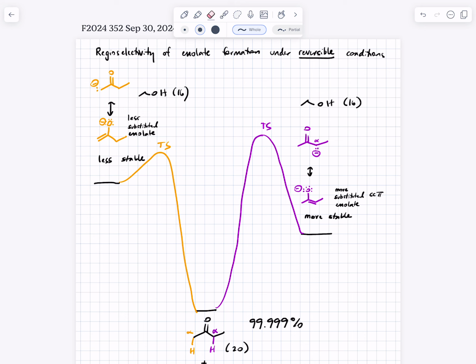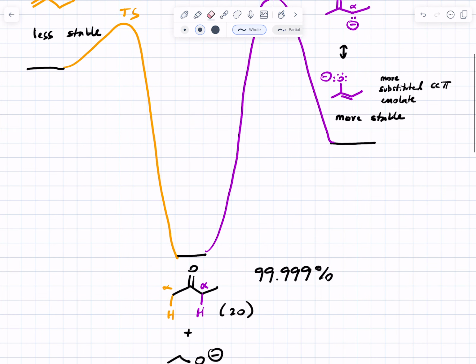We are continuing our discussion of regioselective enolate formation in Chapter 17, considering how things are different when you make an enolate under reversible conditions versus not. Recall that last time, for a simple ketone like this, we noticed that there are two different kinds of alpha protons, both with similar pKa's.